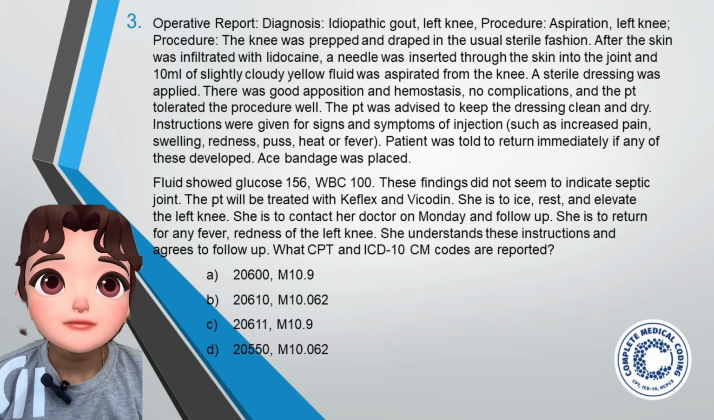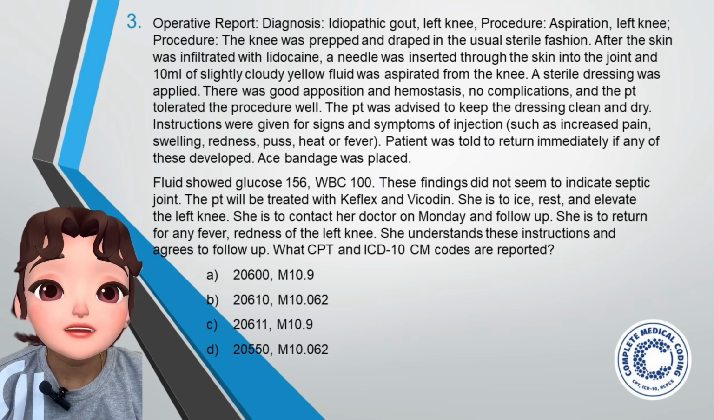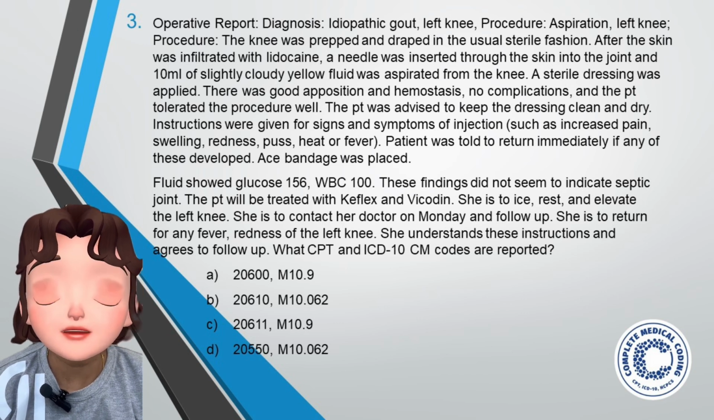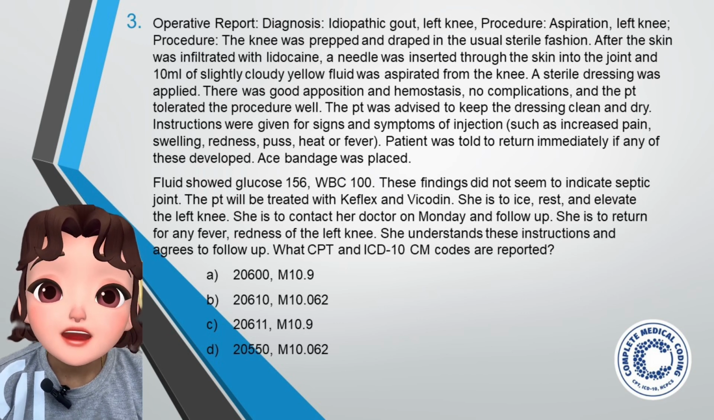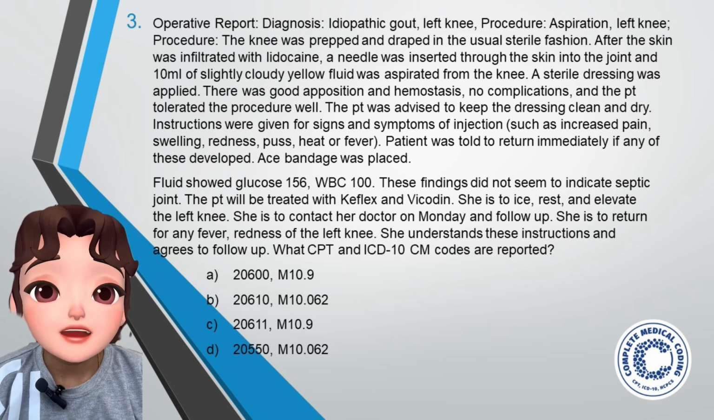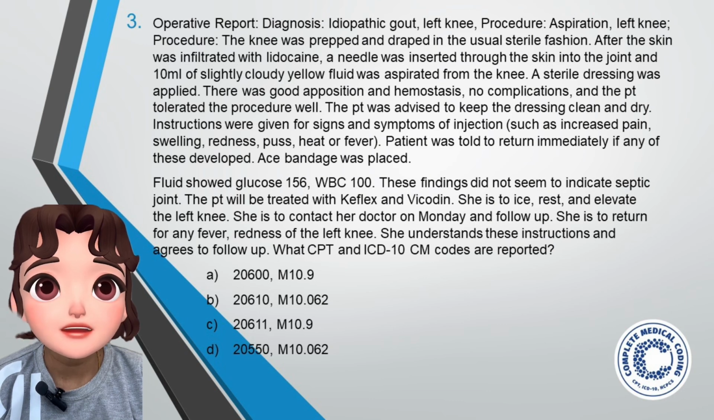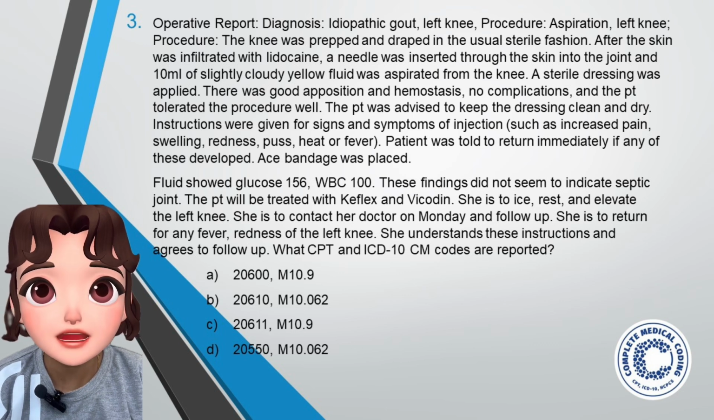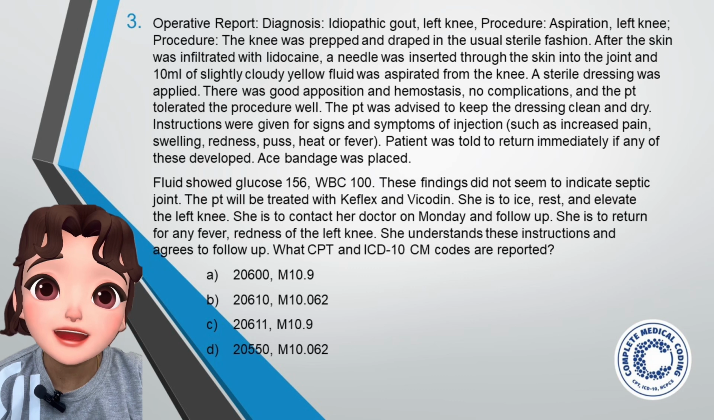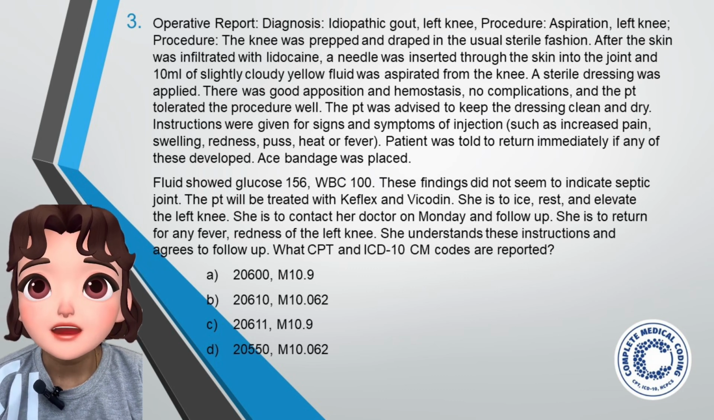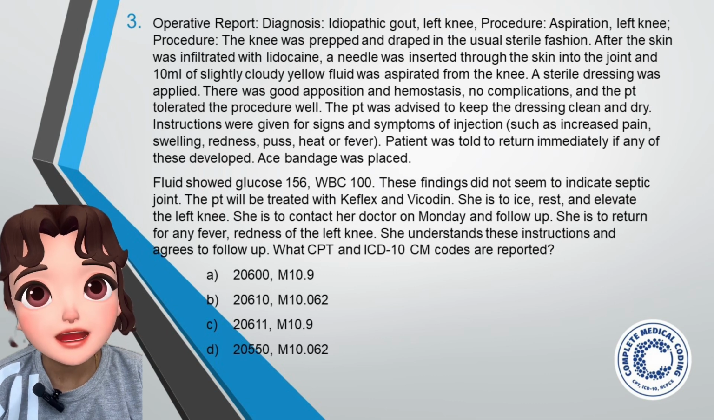Third question. This is the same big type of question, but don't skip it initially when seeing a big question, because mostly big questions have easy answers. So let's move to the third question. Operative report. Diagnosis. See, the diagnosis is clearly mentioned initially. Idiopathic gout, left knee. So we already got the diagnosis, right? Idiopathic gout, left knee. Now the procedure is also mentioned directly.